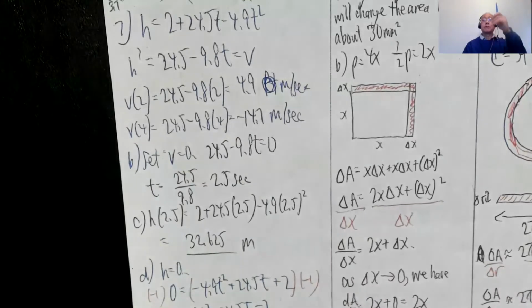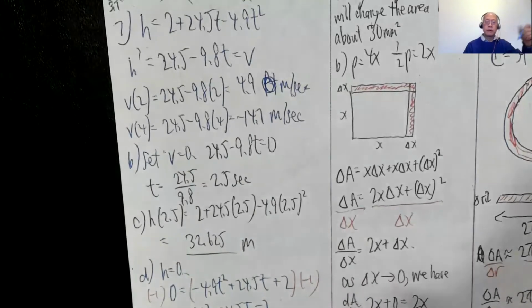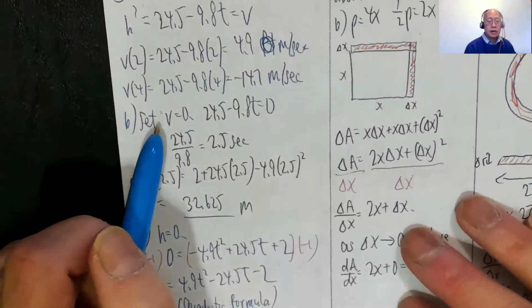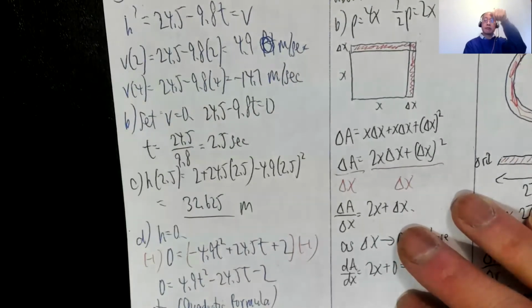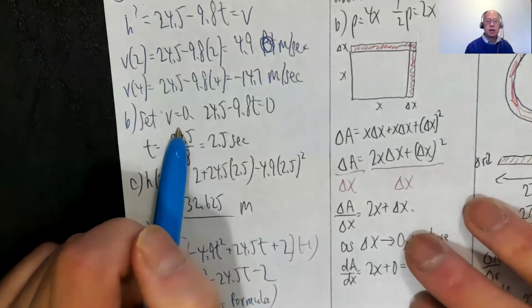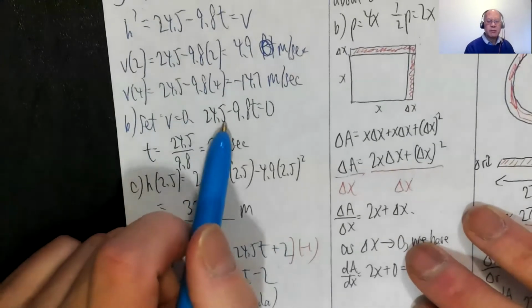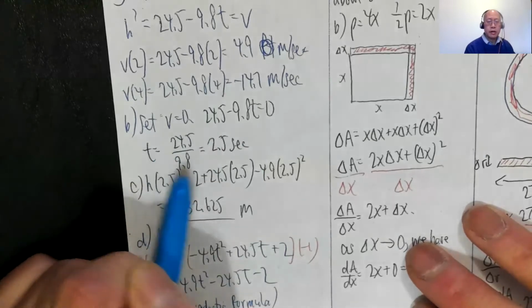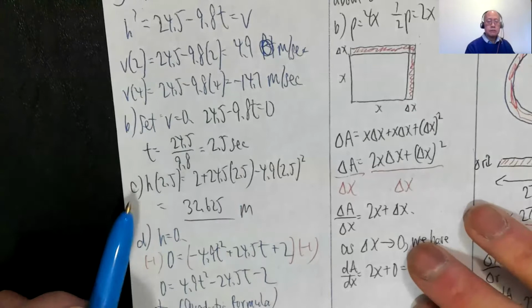Positive means the particle is going up, negative means the particle is going down. Part B, particle at rest reaches the highest point also, just temporarily. So I set the velocity equal to 0. So 24.5 minus 9.8 t is 0. Solve for t, 24.5 divided by 9.8, 2.5 seconds.